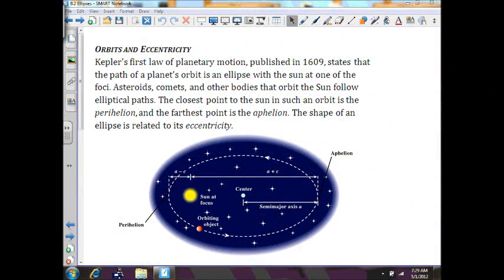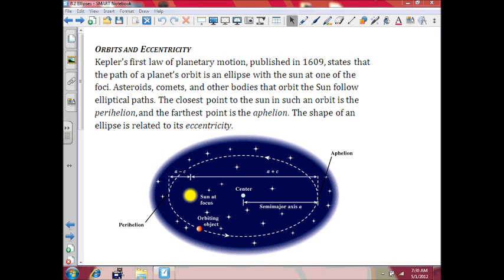About orbits and eccentricity. Now, Kepler's first law of planetary motion, published in 1609, states that the path of a planet's orbit is an ellipse with the sun at one of the foci. Asteroids, comets, and other bodies that orbit the sun follow elliptical paths. The closest point to the sun in such an orbit is the perihelion, and the farthest point is the aphelion. The shape of an ellipse is related to its eccentricity.